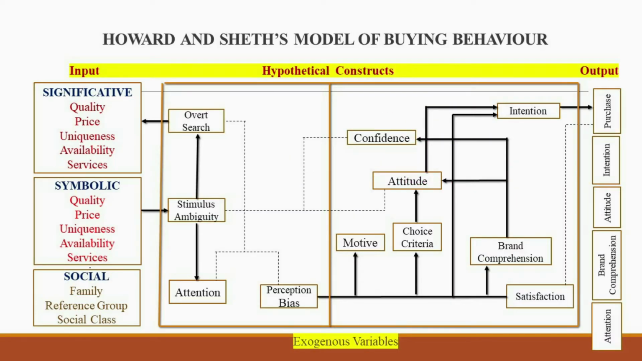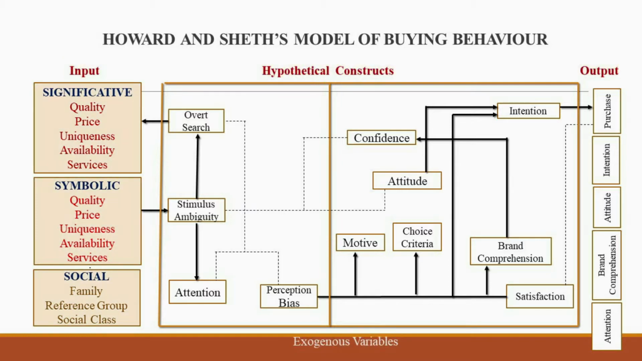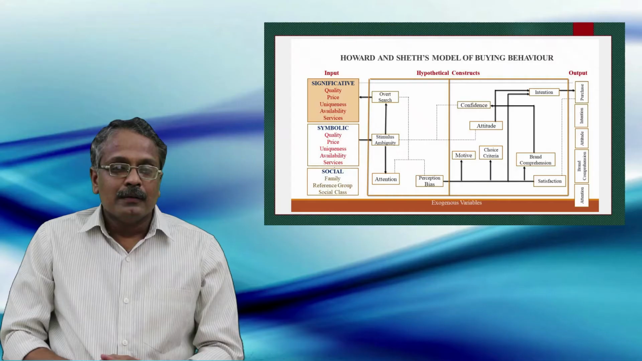Here you can see the diagrammatic representation of the model. In the first part, the input variables are given under three heads: significative, symbolic, and social. The significative stimuli are the product features and characteristics. These include product quality, price, uniqueness of the product, availability of the product, services of the product including repair, guarantee, warranty, after sale service, etc. These all are offered by the marketer to the consumer.